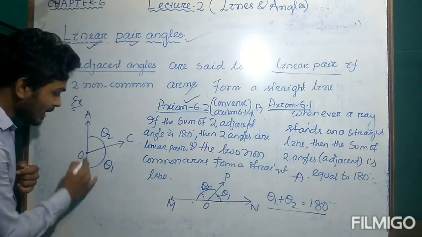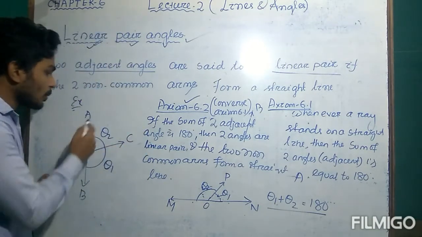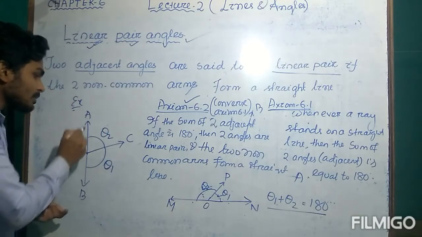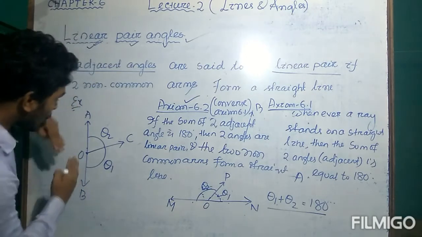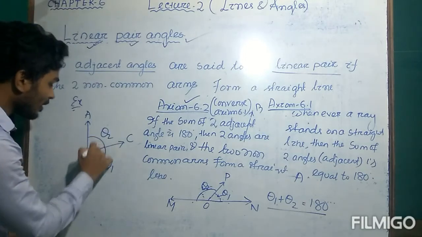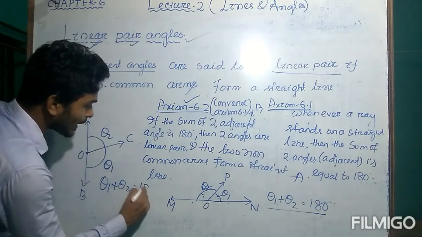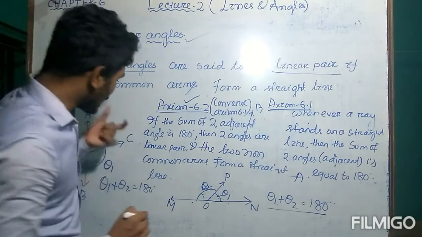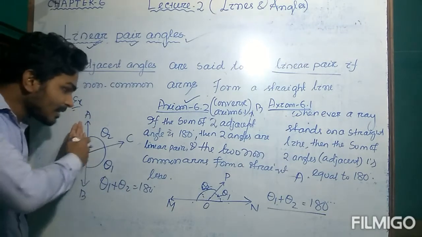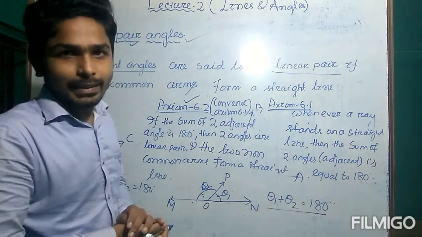Similarly, for the angle theta 1, OB and OC are the two arms, and for theta 2, OC and OA are the two arms. So OC is the common arm, and the two non-common arms are OA and OB, and OA and OB form a straight line. Yes, they form a straight line. Hence, for these two angles, you can write theta 1 plus theta 2 is equal to 180 degrees. Okay, so ultimately you know that if a straight line is there and another ray lies on it, then the two adjacent angles formed add up to 180 degrees.